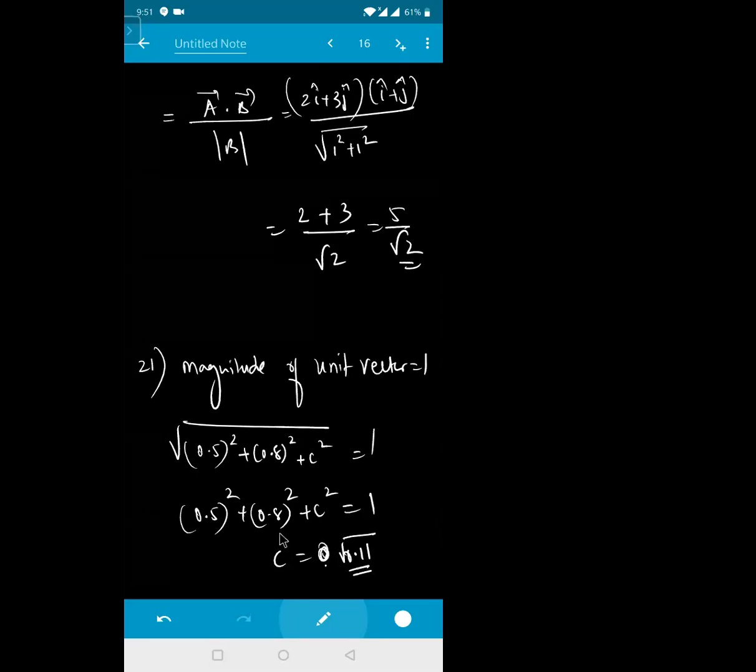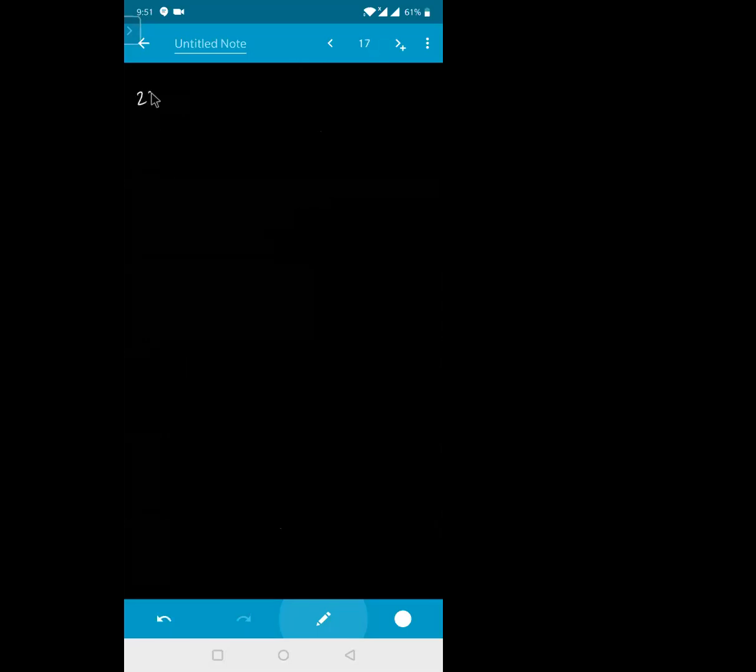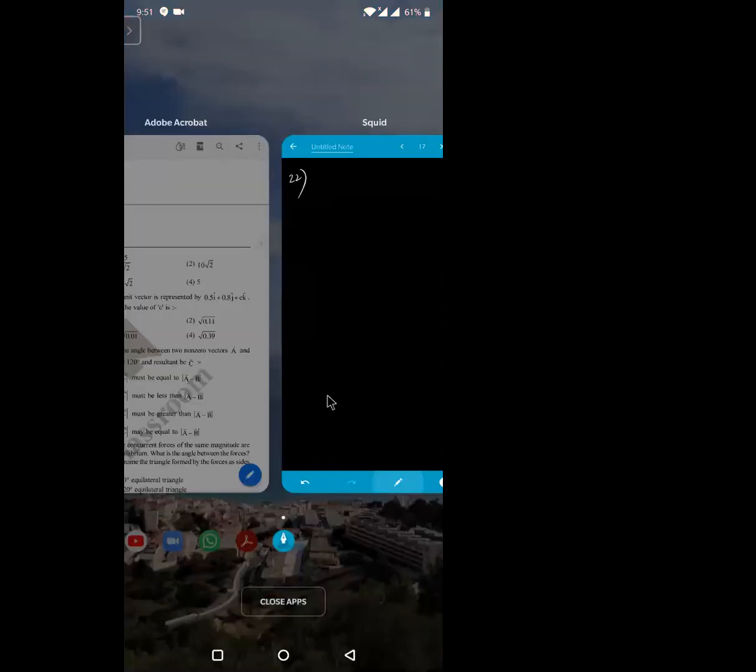Bring it here, just simplify this. c is equal to how much am I getting? Root of 0.11 will be the answer for this. Small calculations, beta, for all of these.